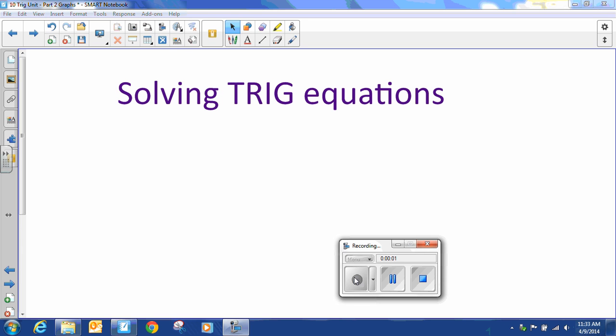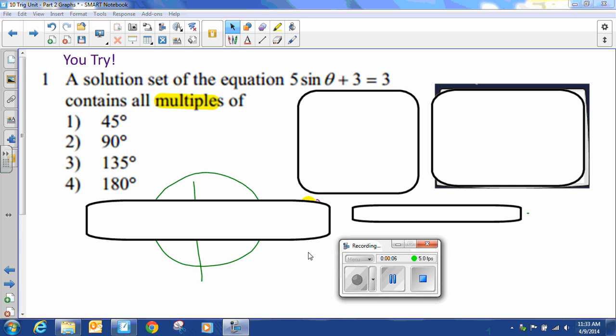Okay, today's lesson we will be solving trig equations. They will be basic equations. Number one, a solution set of the equation 5 sine theta plus 3 equals 3 contains all multiples of these following options.